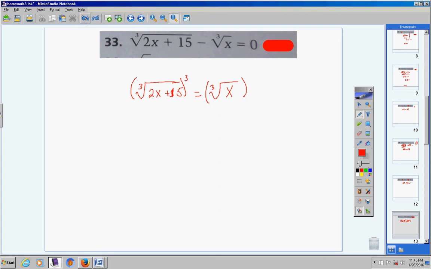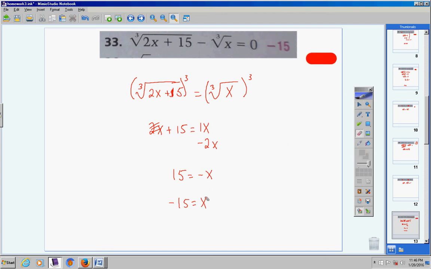Now, why did I raise this side to the third power over here? Because I chose to eliminate this radical. You have to pick one of the radicals to get rid of, and I chose this side. When you cube a cube root, you're left with the radicand. When you cube a cube root, you're left with the radicand. And we're doing pretty well, guys. Bring the 2x over. Make it a negative 2x. There's a positive 1 here. So we're left with 15 equals negative x. Now, if 15 equals negative x, then negative 15 equals x. So that's my answer, negative 15.